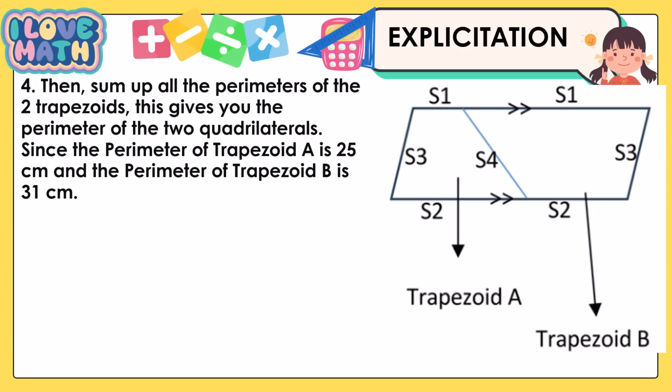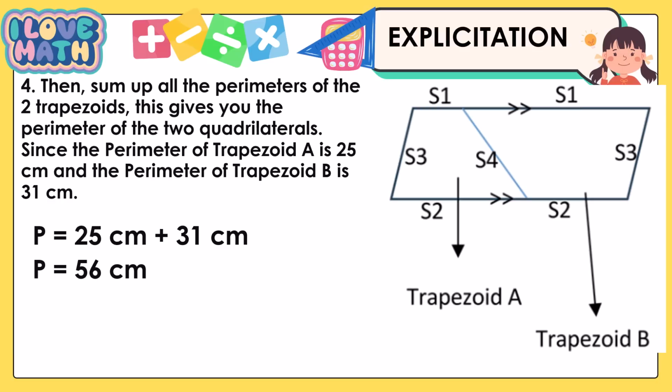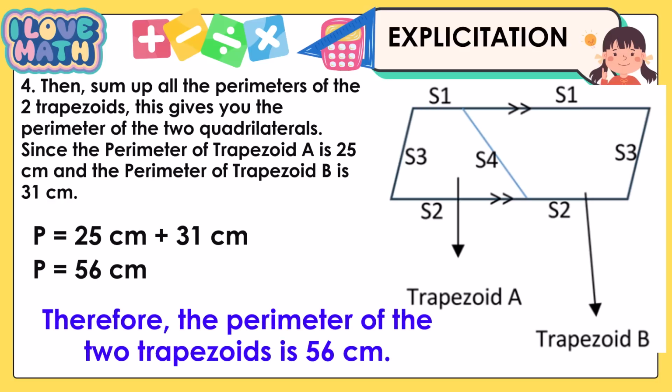Number 4, then sum up all the perimeters of the two trapezoids. This gives you the perimeter of the two quadrilaterals. Since the perimeter of trapezoid A is 25 cm and the perimeter of trapezoid B is 31 cm, P equals 25 cm plus 31 cm. P equals 56 cm. Therefore, the perimeter of the two trapezoids is 56 cm.